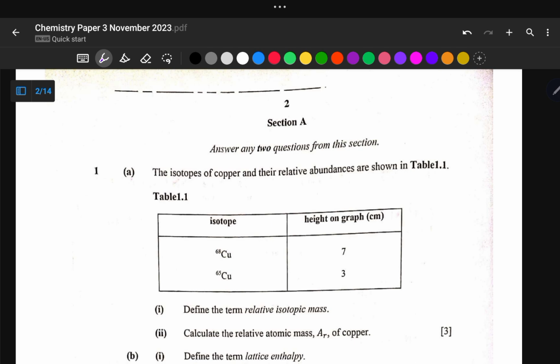number 1 says the isotopes of copper and their relative abundance are shown in the table. We've got the first isotope with isotopic mass of 68, and then the next isotope with the isotopic mass of 64, and then we are given this abundance. The first part requires us to define the term relative isotopic mass.